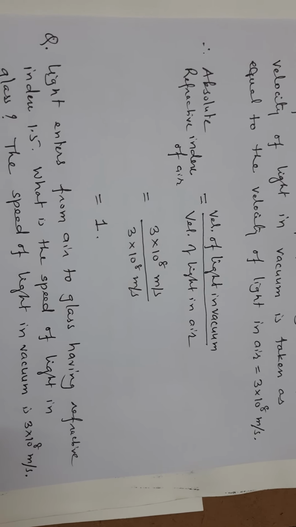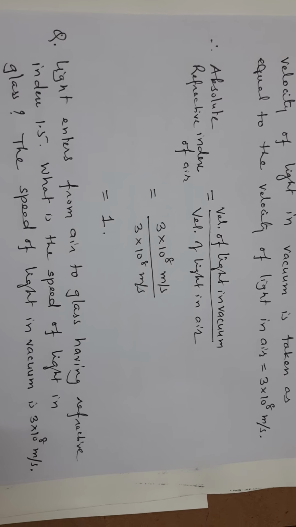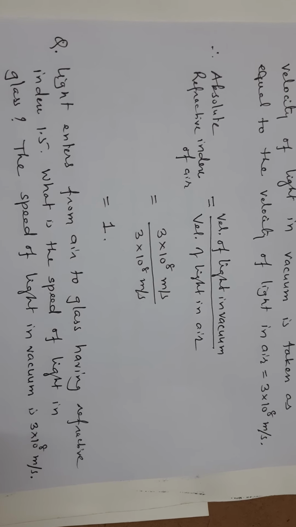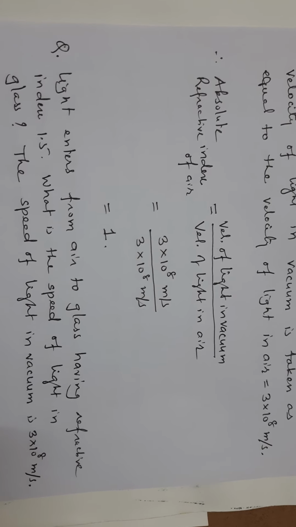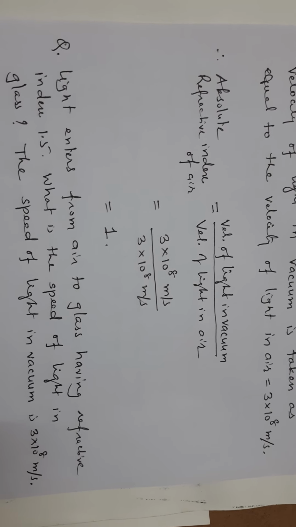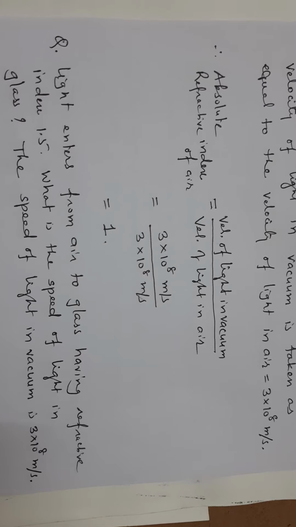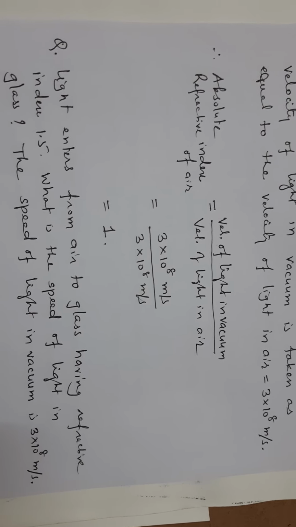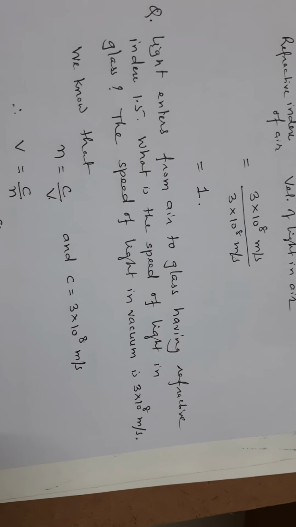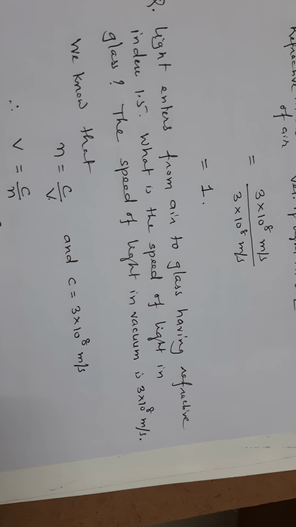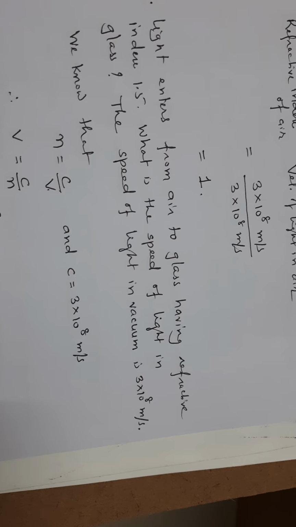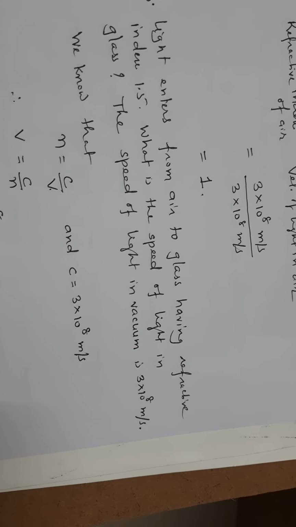So here I have shown the calculation: refractive index of air, velocity of light in vacuum to velocity of light in air. Both the values are same, so ultimately it comes out to be 1. So therefore the absolute refractive index of air is 1. Now another sum I have taken. Light enters from air to glass having refractive index 1.5. What is the speed of light in glass? Speed of light in vacuum is given.